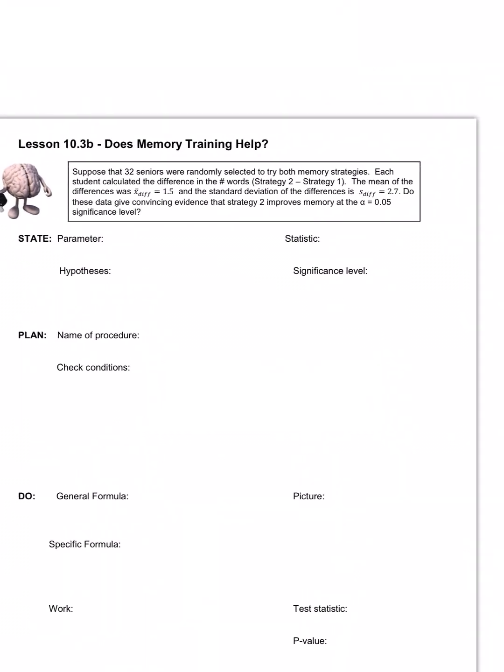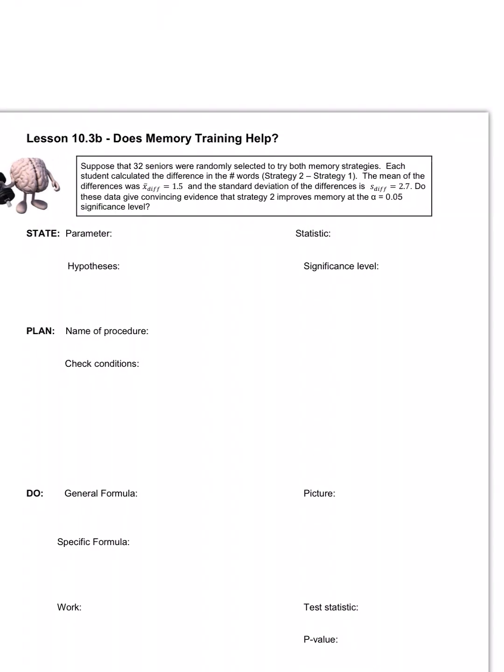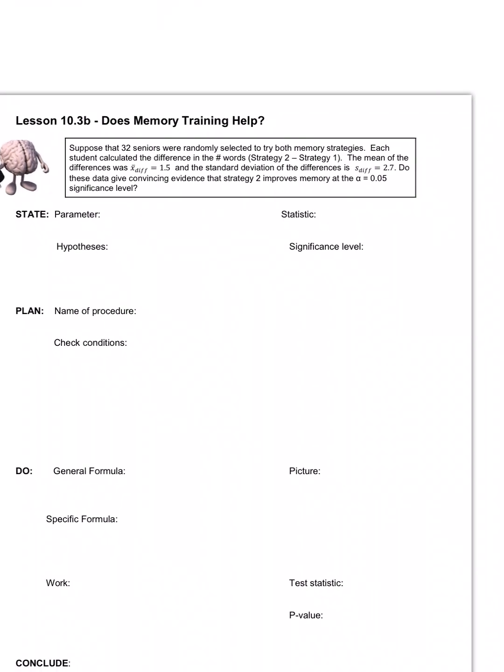Suppose 32 seniors were randomly selected to try both memory strategies. Each student calculated the difference in the number of words, strategy 2 minus 1. The mean of the differences, so these numbers are different than what we just used, is 1.5, standard deviation is 2.7. Do these data give convincing evidence that strategy 2 improves memory at alpha of 0.05?